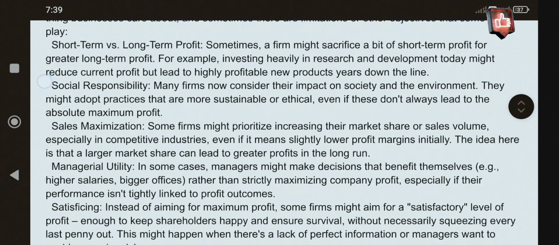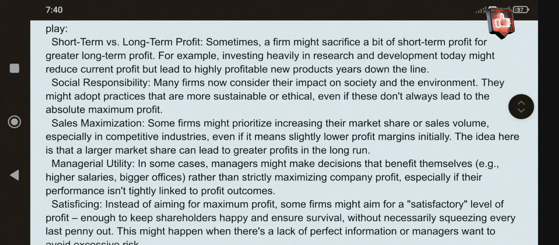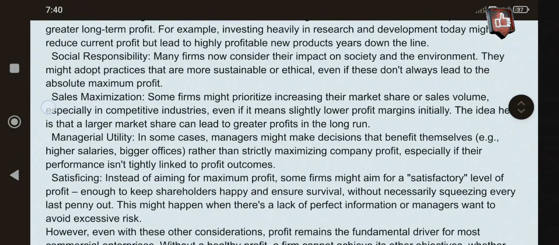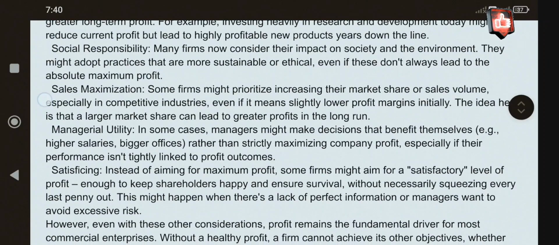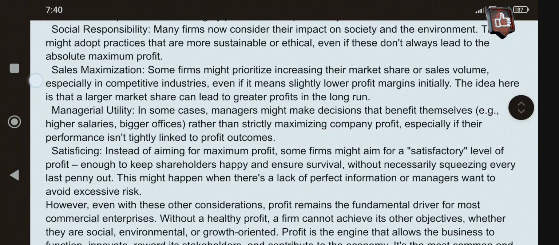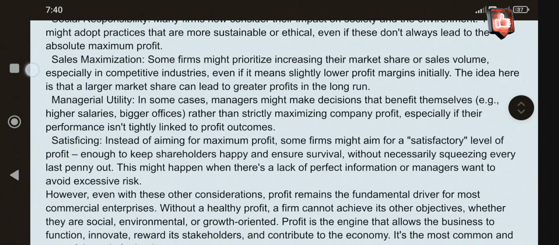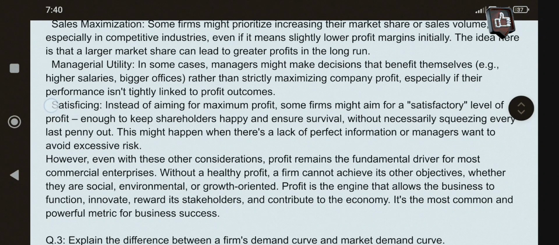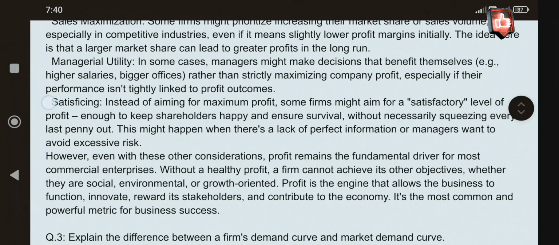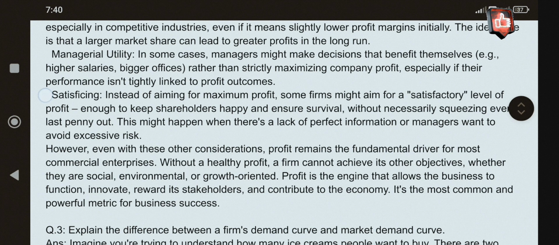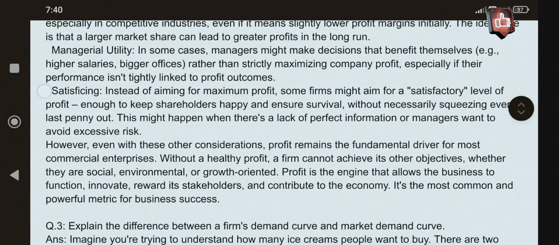Short-term versus long-term profit. Sometimes, a firm might sacrifice a bit of short-term profit for greater long-term profit. For example, investing heavily in research and development today might reduce current profit but lead to highly profitable new products years down the line. Social responsibility. Many firms now consider their impact on society and the environment. They might adopt practices that are more sustainable or ethical, even if these don't always lead to the absolute maximum profit. Sales maximization. Some firms might prioritize increasing their market share or sales volume, especially in competitive industries, even if it means slightly lower profit margins initially. The idea here is that a larger market share can lead to greater profits in the long run.